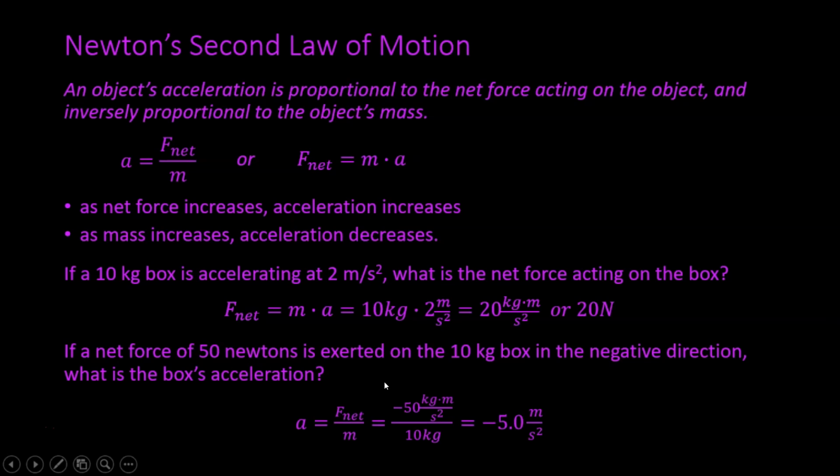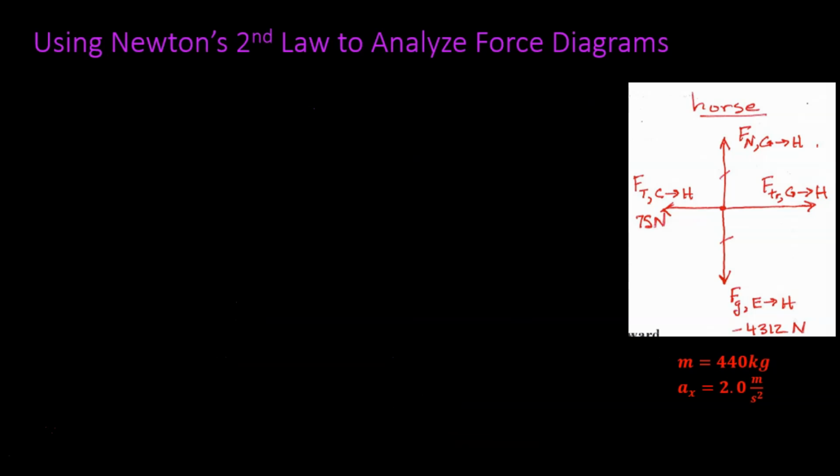And so we plug in our net force, 50 newtons or 50 kilogram meters per second squared, and we need to remember to put the negative sign in front of it because the force is in the negative direction. We divide it by our mass of 10 kilograms, and our acceleration is 5 meters per second squared in the negative direction.